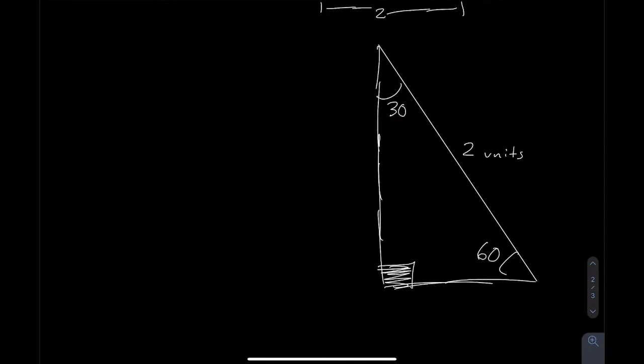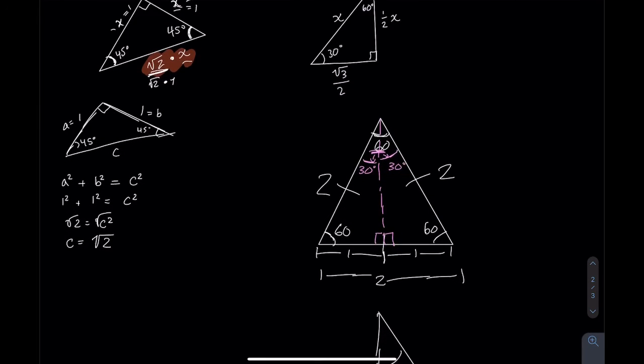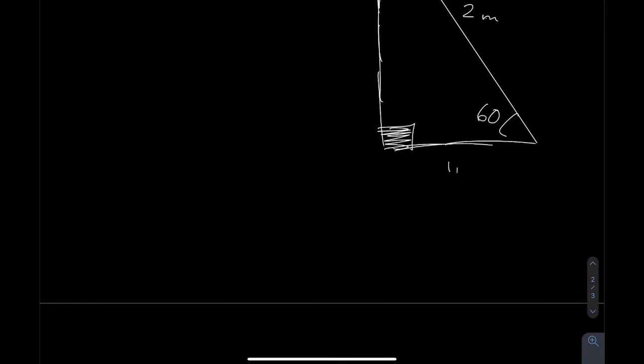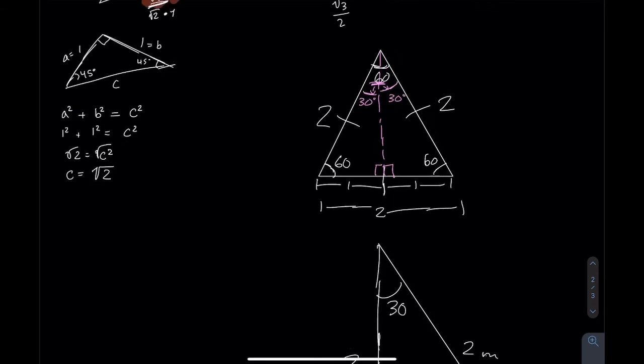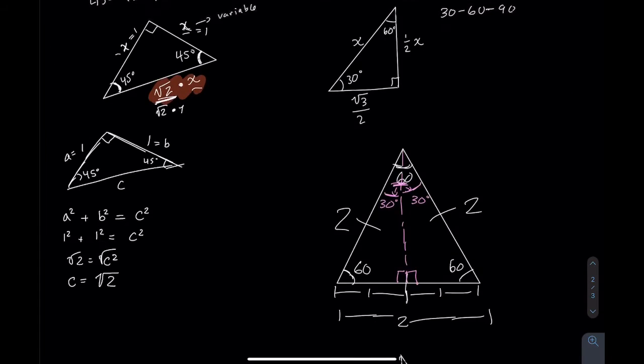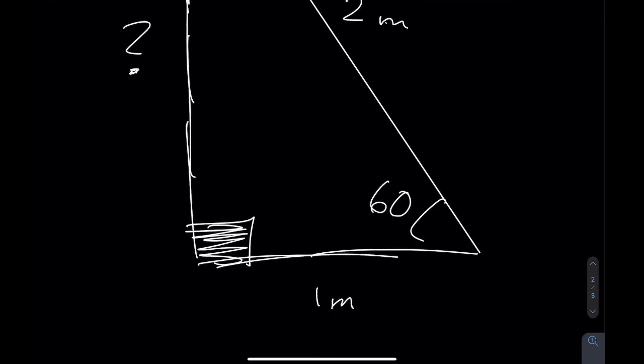What unit should we use? We could totally use meters, because meters are nice. So 2 meters. This, from our little diagram up here, is going to be 1 meter, and we actually don't know how many meters this is going to be equal to. And we're going to take the exact same approach as what we did over here with our 45, 45, 90 triangle. We just have to name these sides.